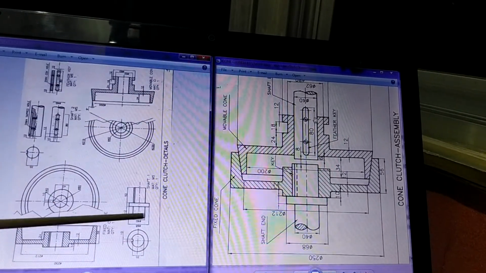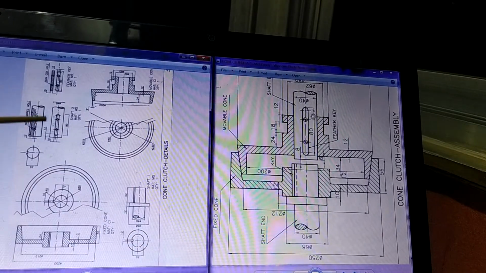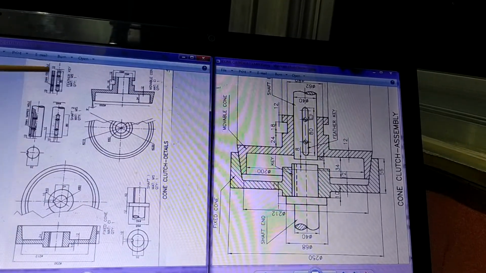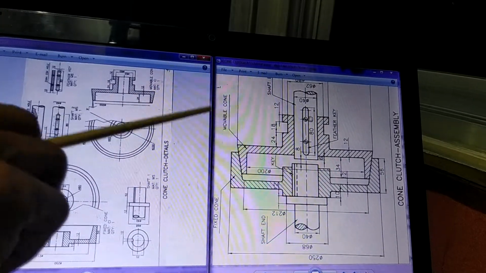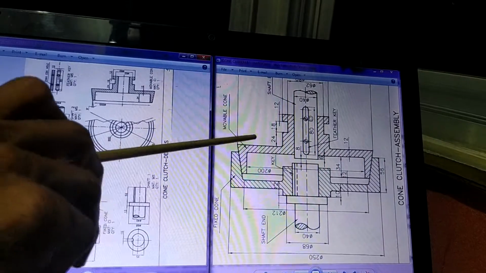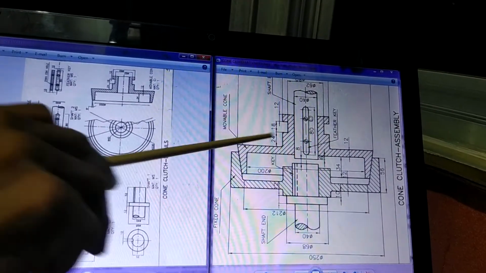Then there is one shaft which is here. The other shaft which is here. And then there is a key which is used here. So you can see all the 5 parts, they are used in a particular manner. They are assembled into each other to form this assembly.